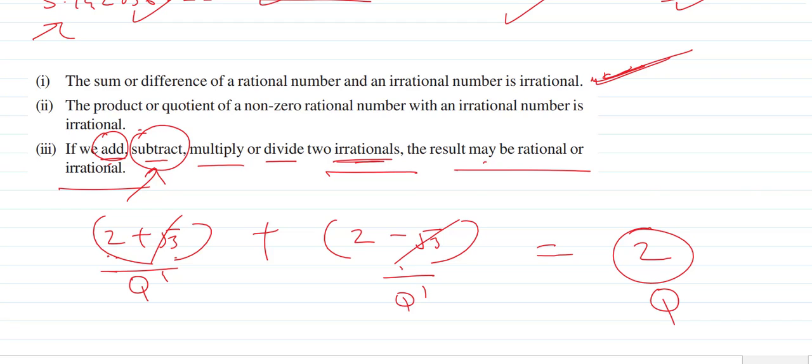Getting it? So just remember this. For two irrational numbers, addition, subtraction, multiplication or division will be rational or irrational. We can't specify exactly. So these three statements will be very important while solving exercise 1.5. So let's start with exercise 1.5.